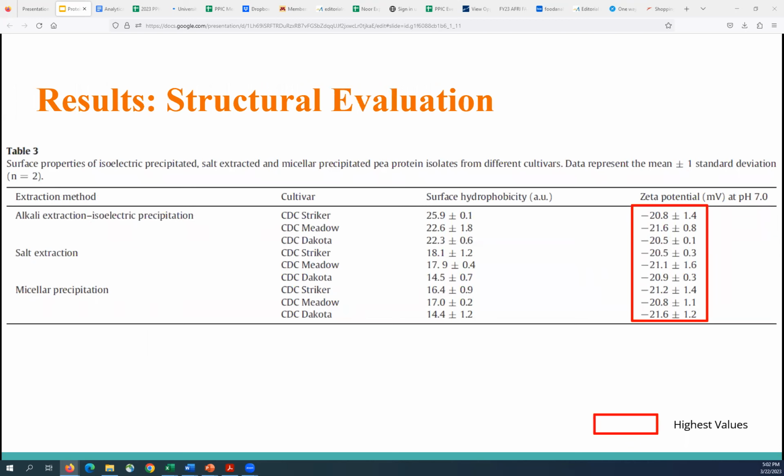It wasn't high compared to alkaline. No, it was lower. Alkaline was higher. Okay, so surface hydrophobicity was not the cause for the lower solubility that you see for micellar precipitation. Any thoughts on that?